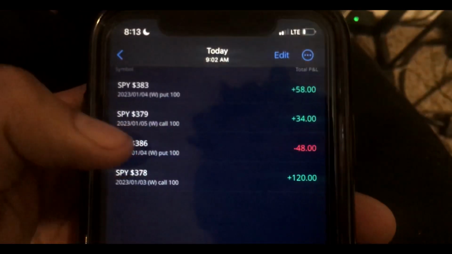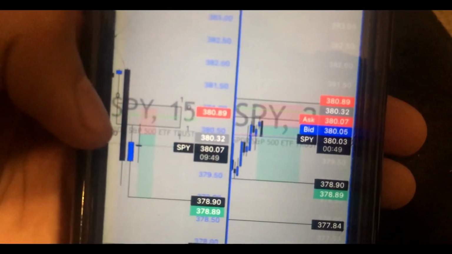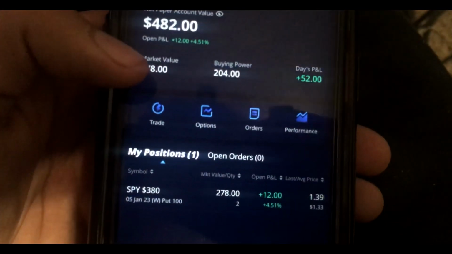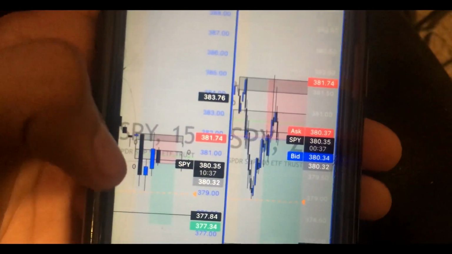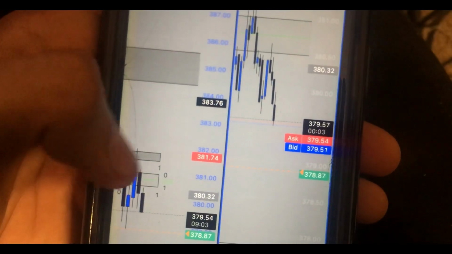And I called it 380 puts, 383 I think, but I think I called it 380 puts. Yeah, 380 put, and then it went up, and then it skyrocketed all the way down, and I got really scared. And then that's basically it. Hit 379. So let me go show you real quick how it looks.